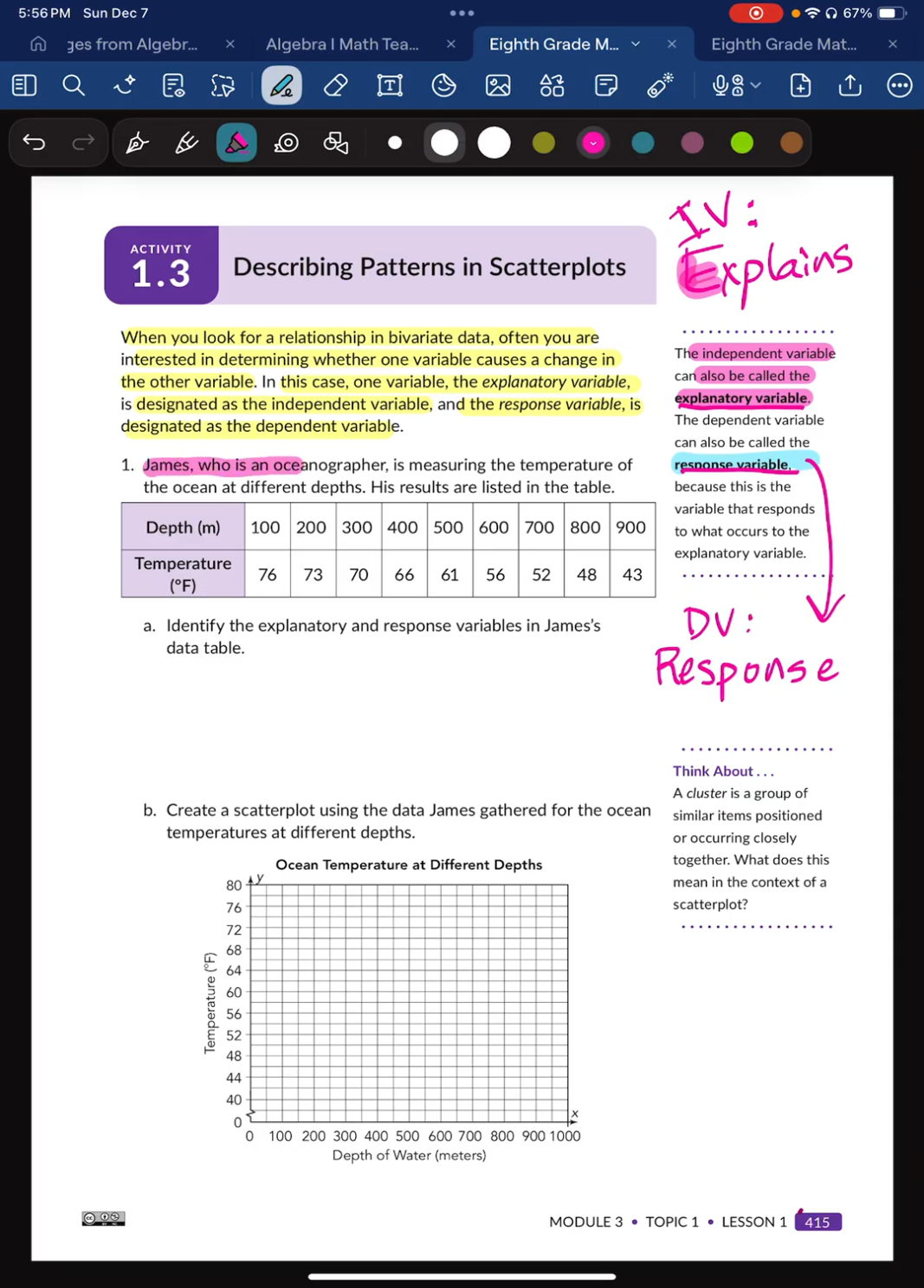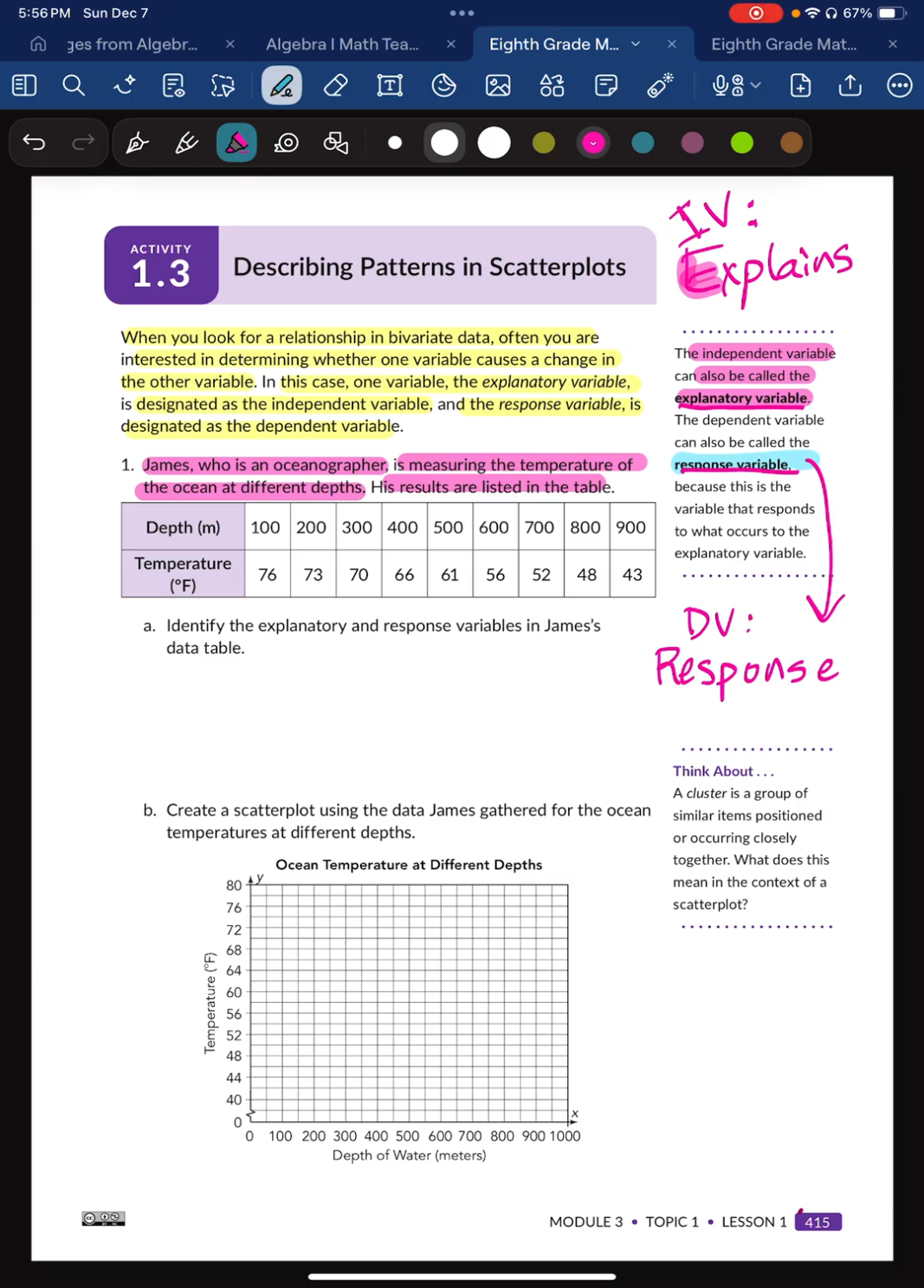James is an oceanographer, so that means he's someone who works in the ocean as a scientist, measuring things about the ocean, doing experiments, that sort of thing. He's measuring the temperature of the ocean at different depths. His results are listed in the table.